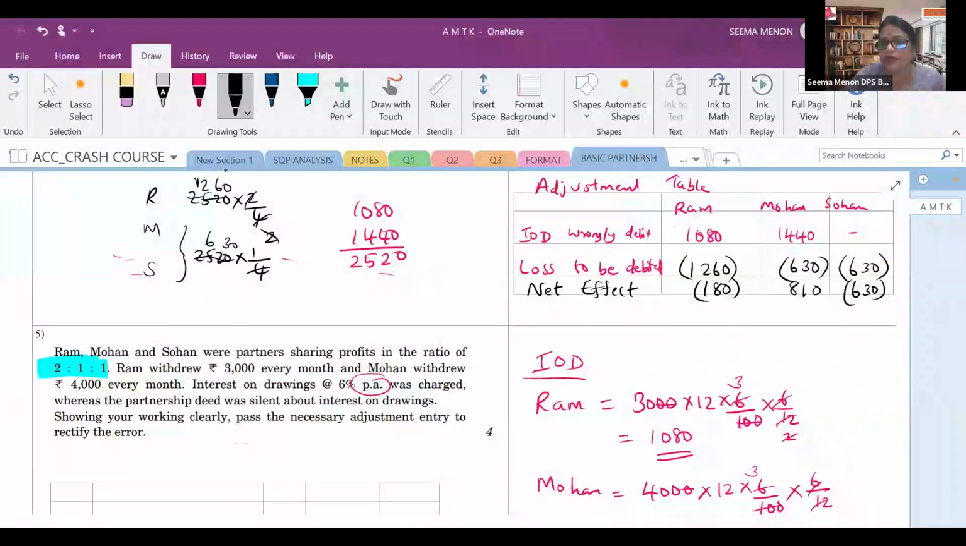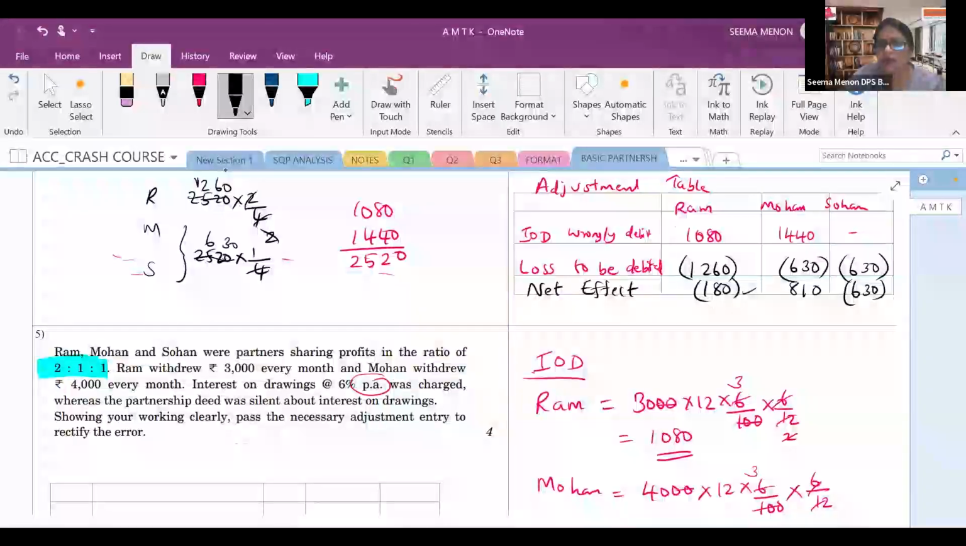Actually, Ram already received how much? 1,080. So his loss is to be compensated. The loss to be borne by Ram is 1,260, but he already got 1,080 from the firm. So here it is coming to 180. We got 180 as a negative amount.